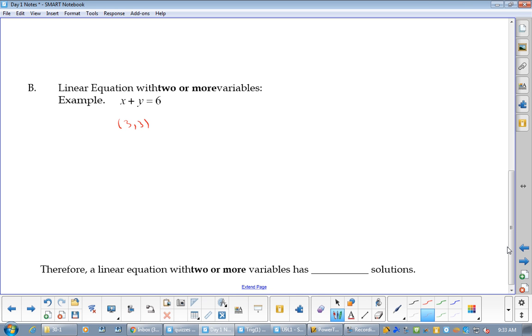What's another one? Give me another one. Oh, no. 1 comma 5. 2 comma 4. Okay, it's pretty safe to put a dot, dot, dot. I could tell you you'd spend the rest of your life coming up with all the points. Yes?